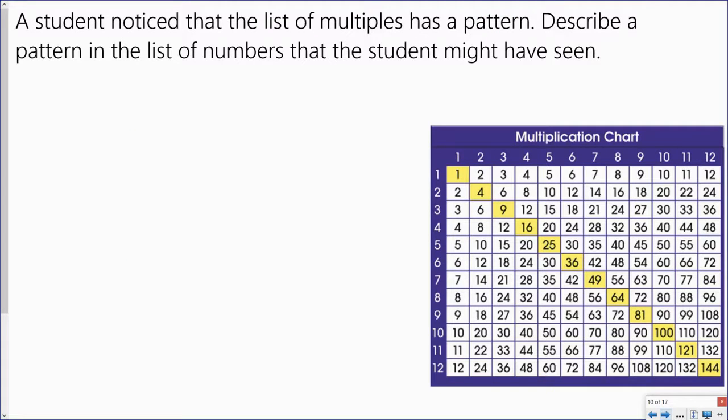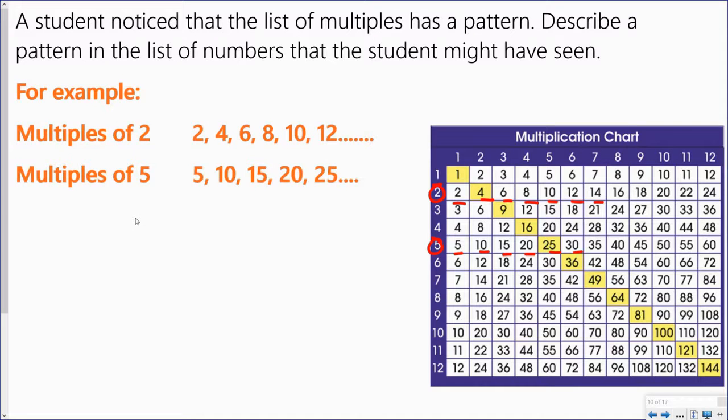As you look at the multiplication chart and look at the multiples, for example, we're going to take a look at 2. And we've got 2, 4, 6, 8, 10, 12, 14, and so on. And then we can also look at 5. So you've got 5, 10, 15, 20, 25, 30, and so on. We're basically counting by that number.